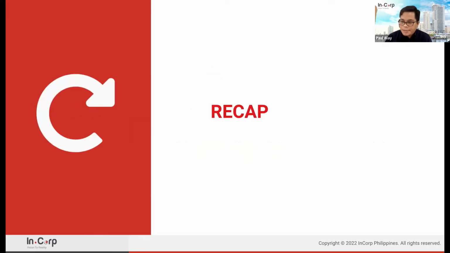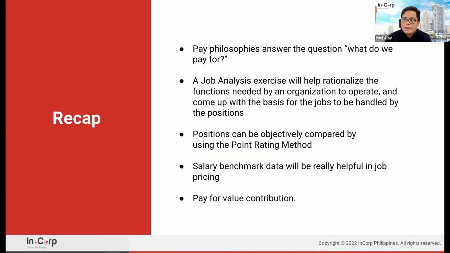So, just a short recap. Pay philosophies basically answer what do we really pay for. And this is something that all organizations should have or should have already established. Another is that a job analysis exercise will help you rationalize the functions needed for your organization to operate, which ones are essential, which ones could be jobbed out or given to an external party.